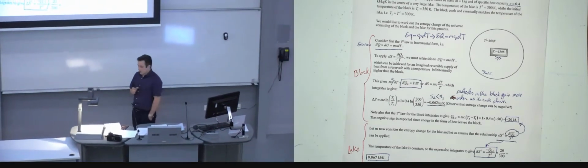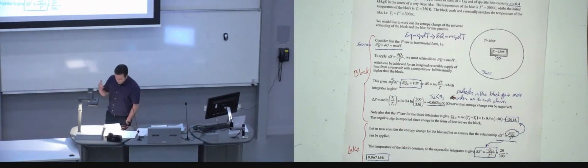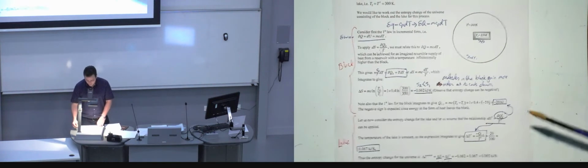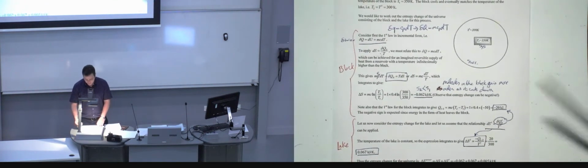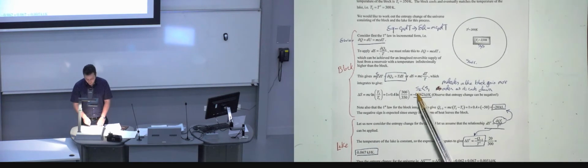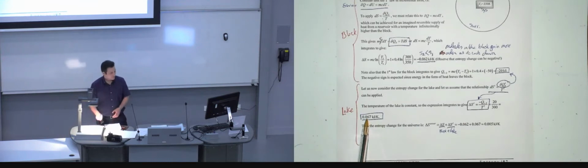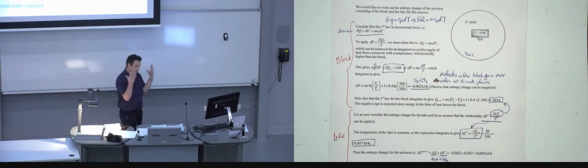So the way that I could write this, I think we did find the change of entropy for the block, which in fact turns out to be negative. And we also found the change of entropy for the lake, which was positive. And then we said that you can add them up, and that would be the overall change of entropy of the universe, if you like.